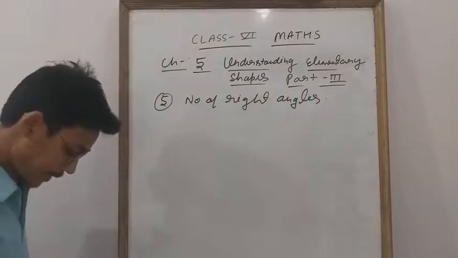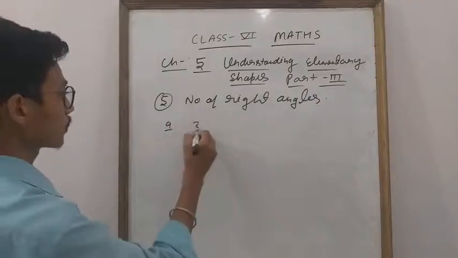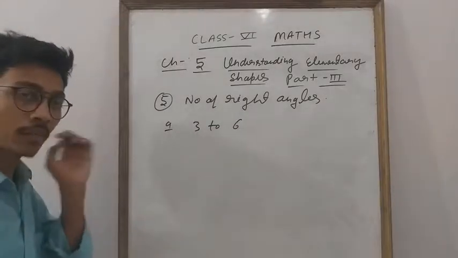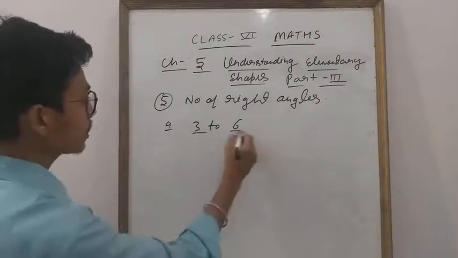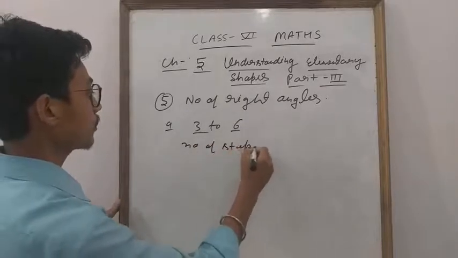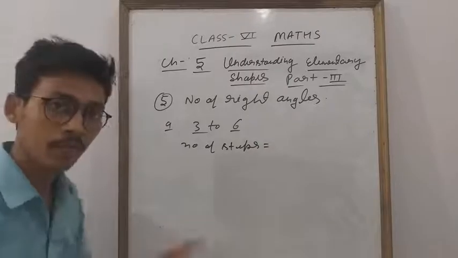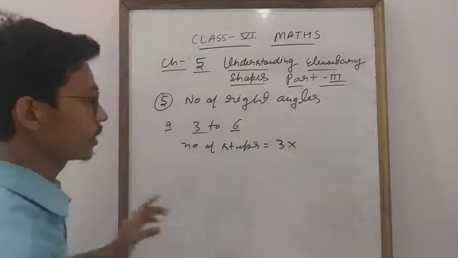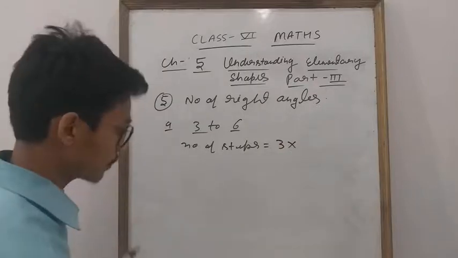For example, it is given 3 to 6. So the very easiest method to find out the number of right angles: see, 3 to 6, how many steps? Find out the number of steps. 3 to 6, how many steps, student? 4, 5, 6. 3 steps, ना? It means 3 multiplied by what? अच्छा, number of steps तो ये हो गया, चलो 3.